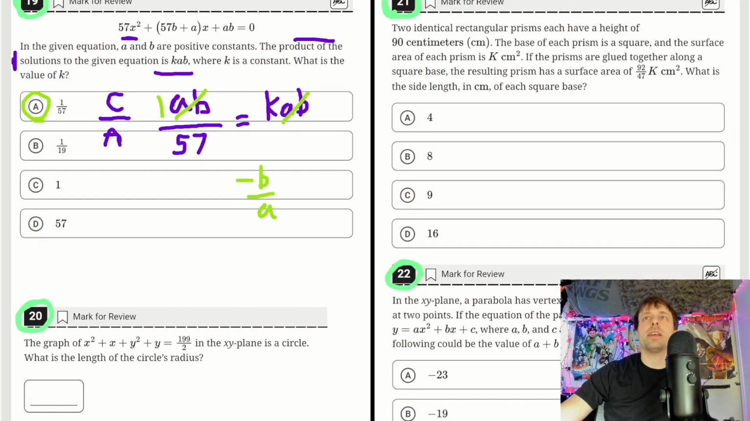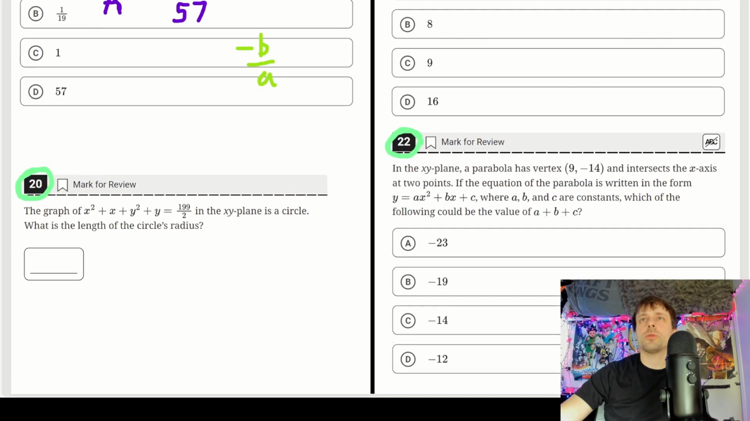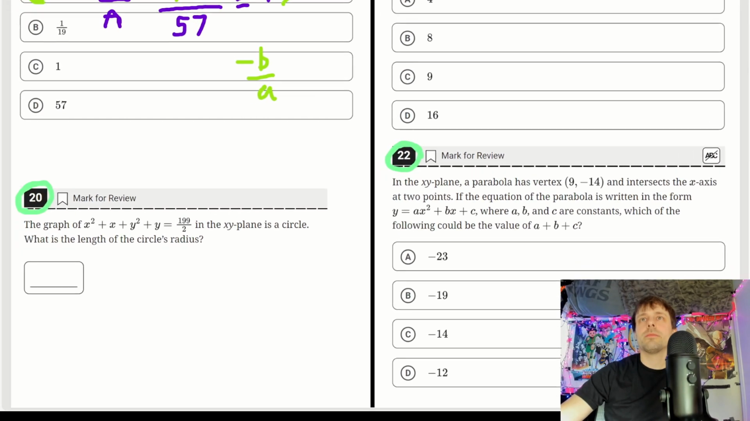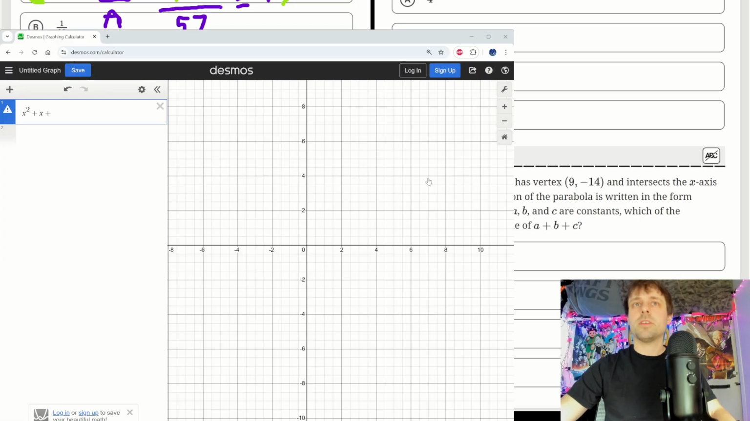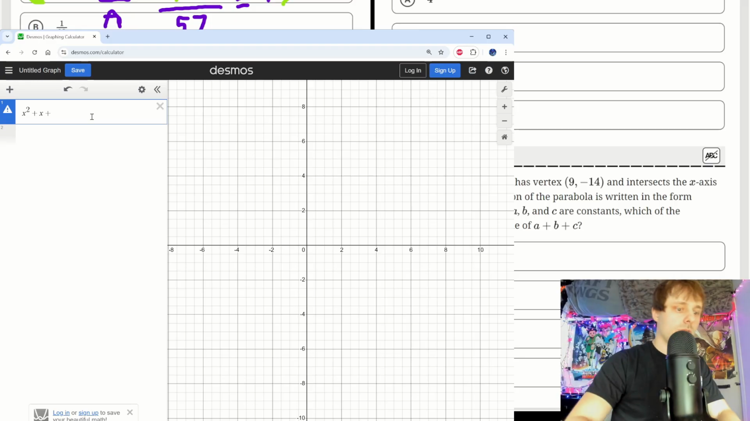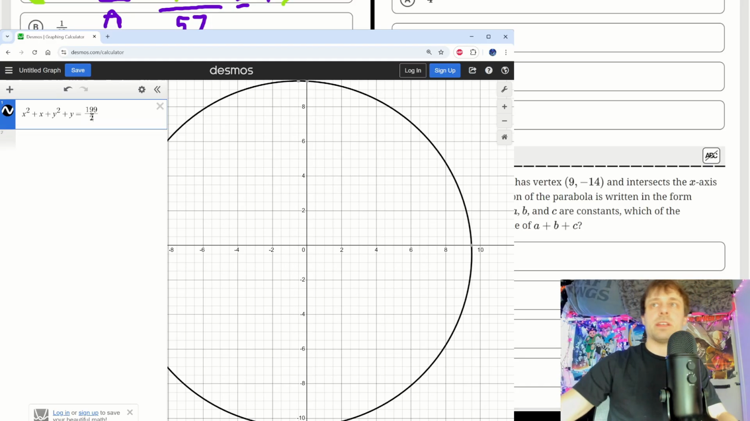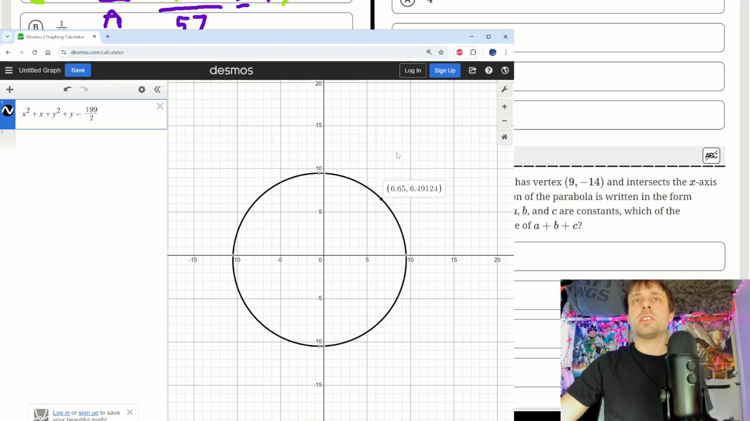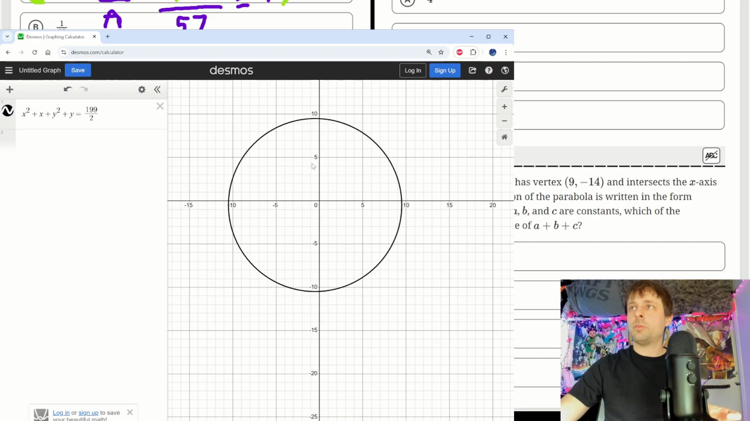Looking down at number 20. Gonna have to scroll up a little bit here. Okay, so we got number 20 here, and they want the graph is a circle. We jump straight to Desmos. Open up Desmos here, x to the second plus x plus, oh, let's pull this up too. There you go. Plus y to the second plus y is equal to 199 divided by 2. So you think this one's super easy. You just plug in the circle. It can actually be a little bit of an illusion.